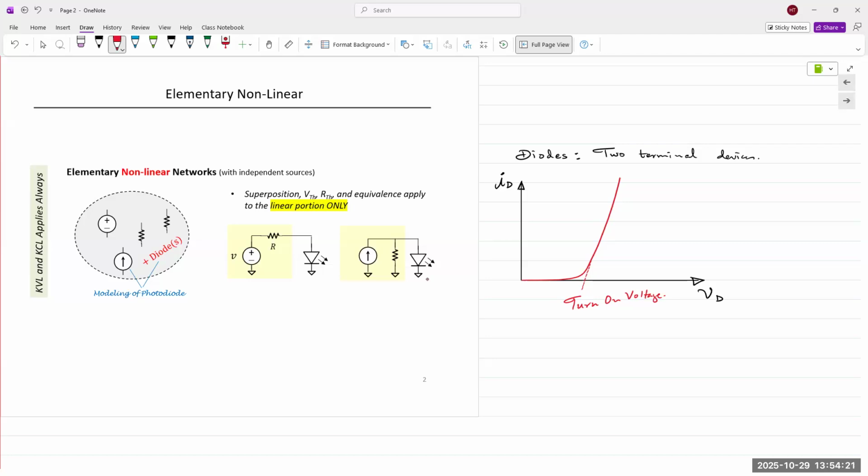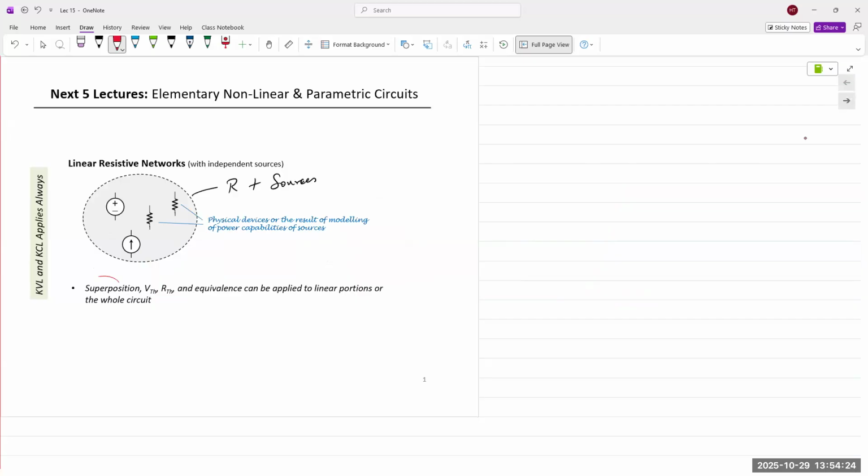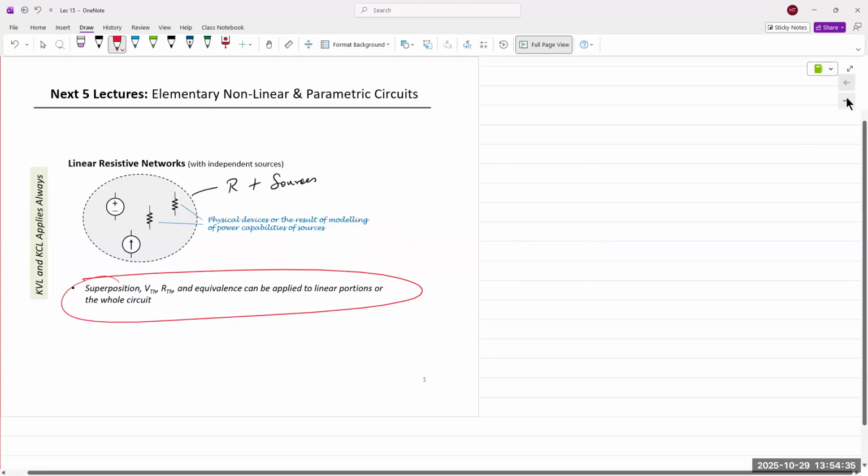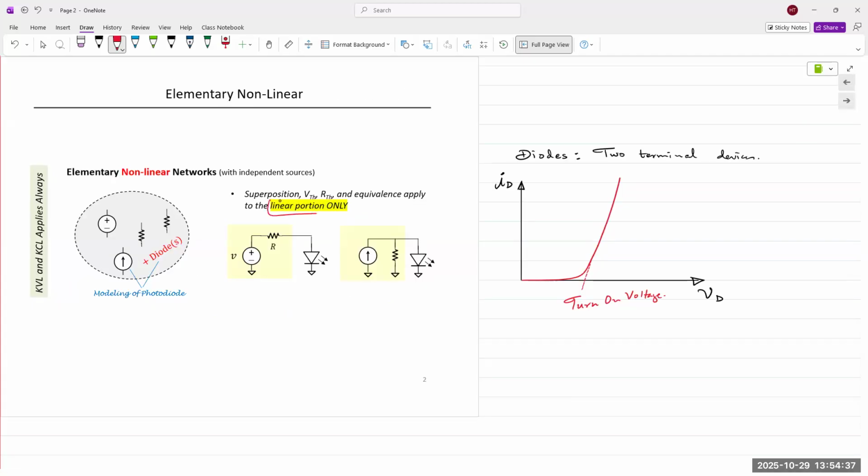So on this slide, in the previous slide, the same thing can be applied, sorry, on this one, we apply it to the linear portion of the circuit or the whole circuit because it's a linear resistive network. In nonlinear circuits, we can only apply it to the linear portion. So we can isolate the linear portion right here, and we can apply all those techniques. All right, the diode itself has its own equation that relates the diode voltage and diode current.